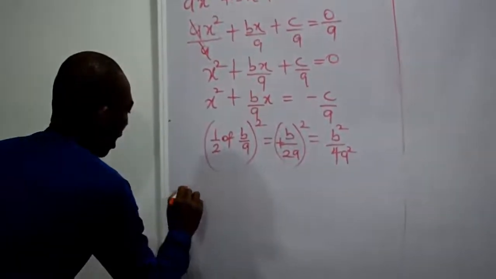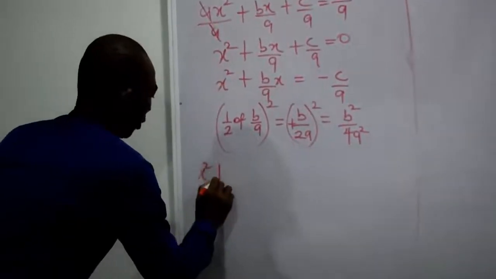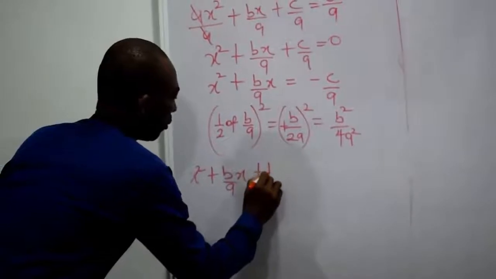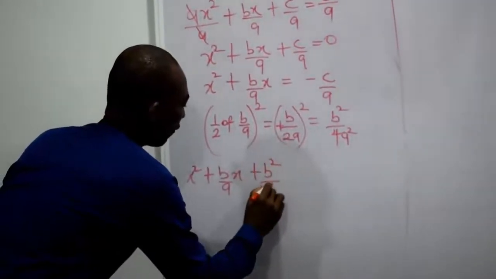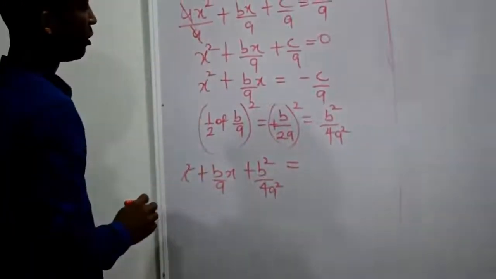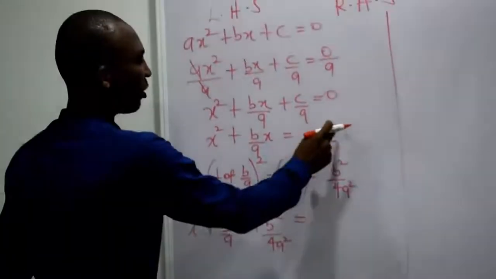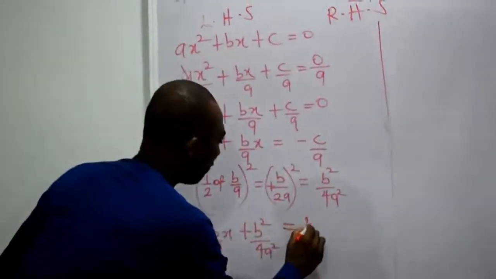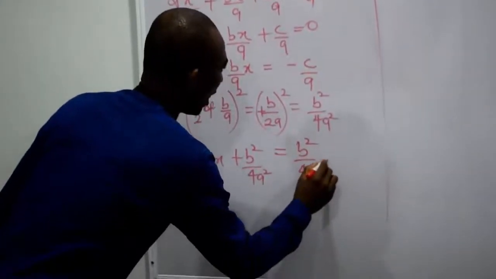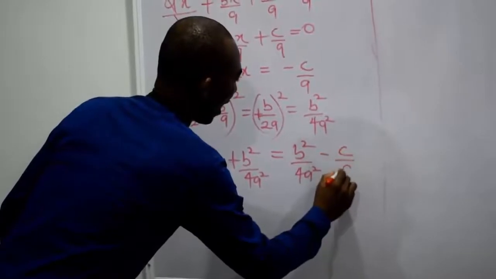We have x squared plus b over a x plus b squared over 4a squared, and the right hand side, what do we have here? Minus c over a. So we have b squared over 4a squared minus c over a.